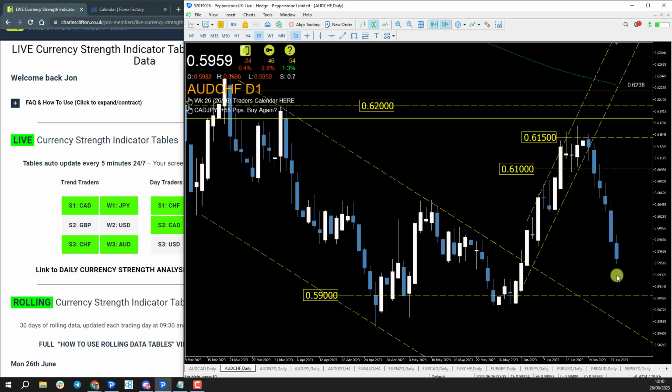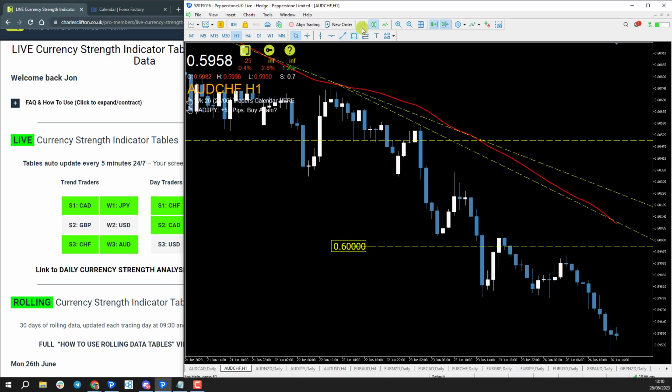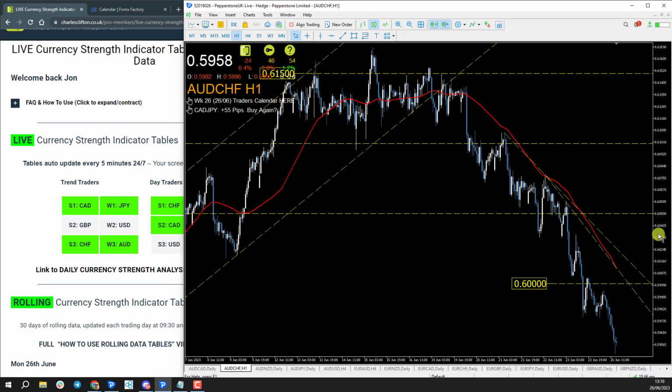Now if we are going to look for shorts, again, we'd like to look for areas of pullback for the market to come into. Going down into the 4-hour time frame, we can see that the market is making lower highs and lower lows, which is great. Coming into the hourly time frame then, we can have a little look and expand this out a little bit further.